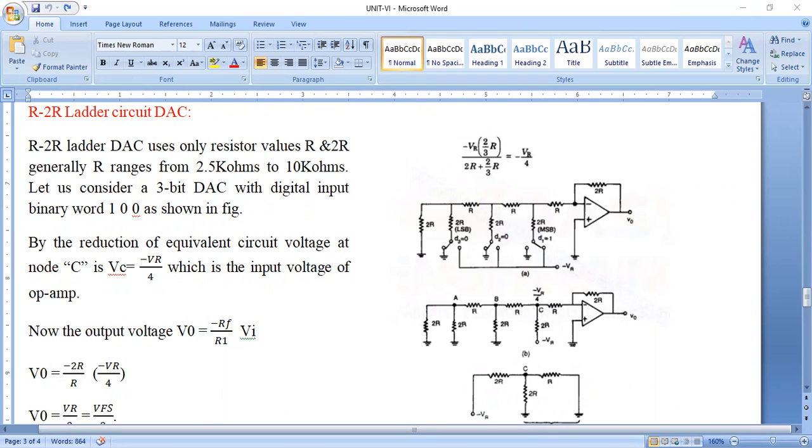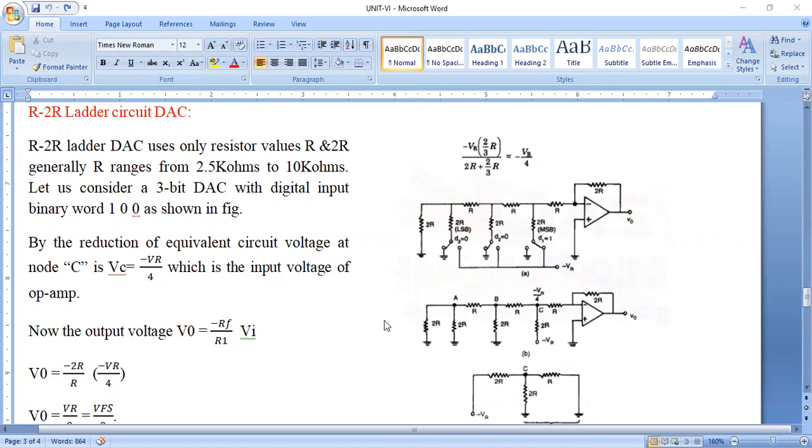Here, a wide range of resistors is required in the binary weighted resistor type DAC. This can be avoided by using the R to R ladder circuit type digital to analog conversion. The only difference is that we only use two values of resistances. That means the entire circuit is integrated, and the resistance range is calculated with respect to an equivalent circuit. The entire circuit is operated with respect to two resistances.